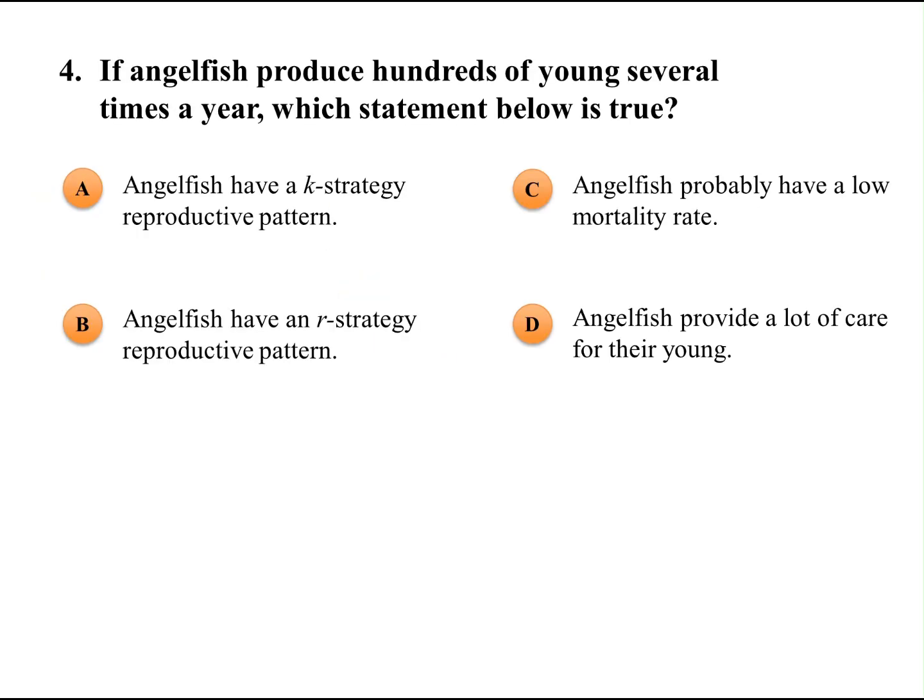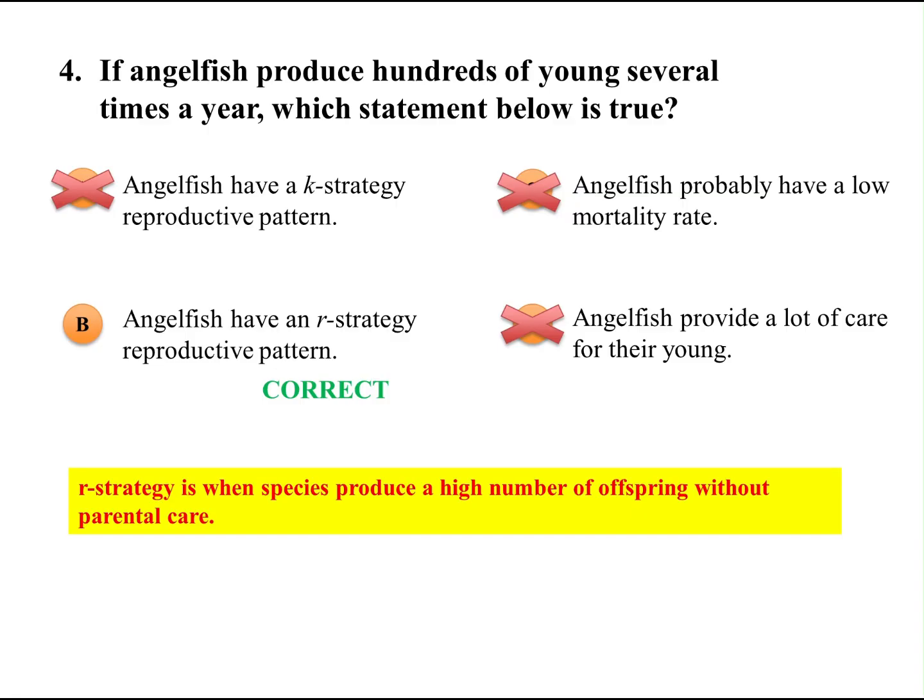If angelfish produce hundreds of young several times a year, which statement below is true? Of course, the answer is r strategy, because r strategy is when species produce a high number of offspring without parental care, and the opposite is the K strategy.